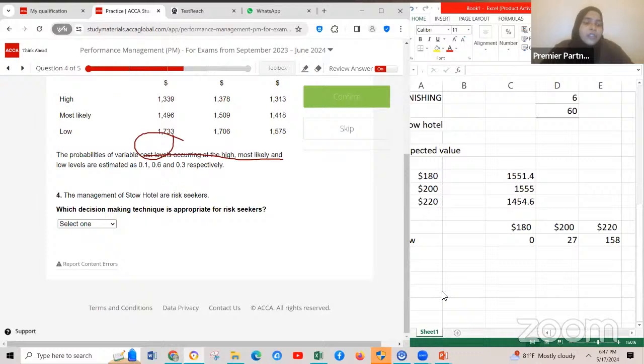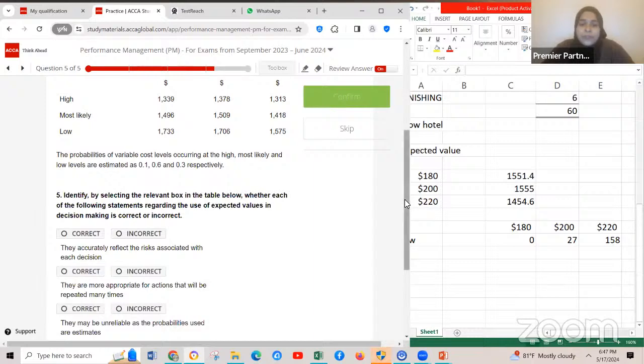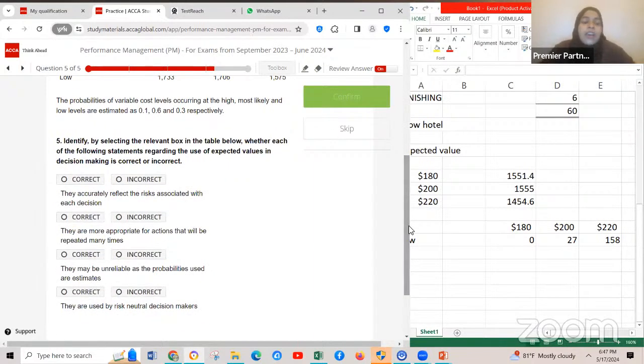The managers of the store hotel are risk seekers. They're going by taking risks. Which decision technique is appropriate? Risk seekers, it's maximax without a doubt. Okay. Identify by selecting the relevant box in the table below. You all tell me the answers.